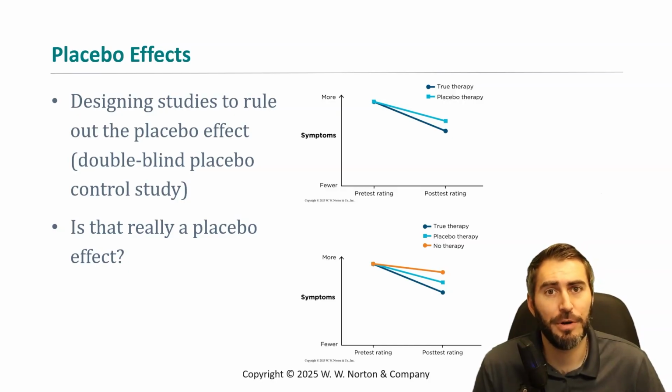In order to determine whether there is in fact a placebo effect, the researcher might add a third comparison group that doesn't receive the true therapy and doesn't receive the placebo therapy. They don't receive any therapy at all. If you have a placebo effect, see the graph on the bottom, then the no treatment group should not improve as much as the placebo group.